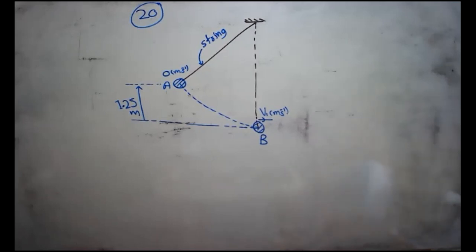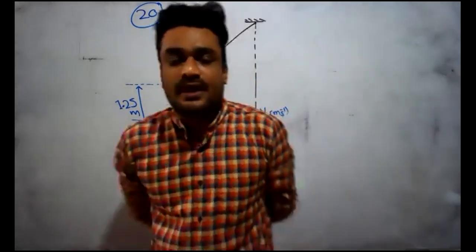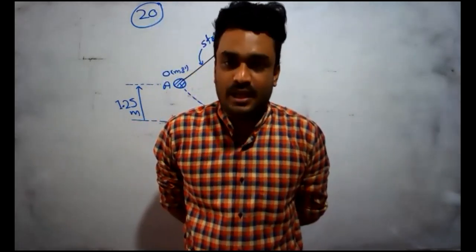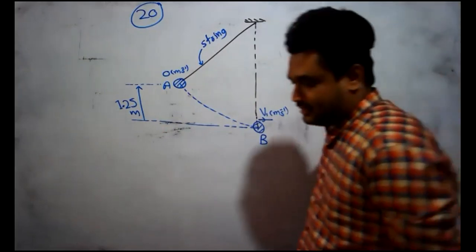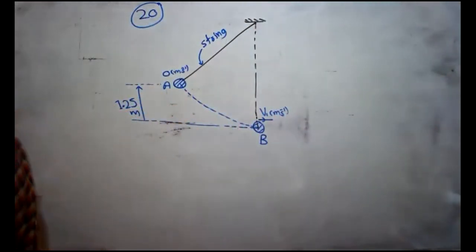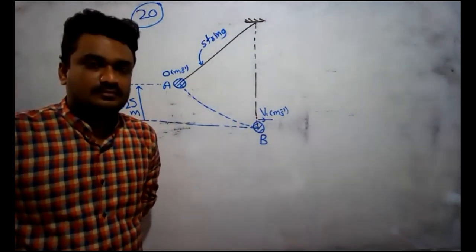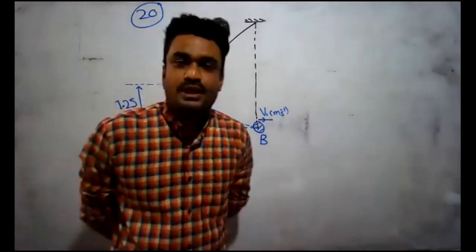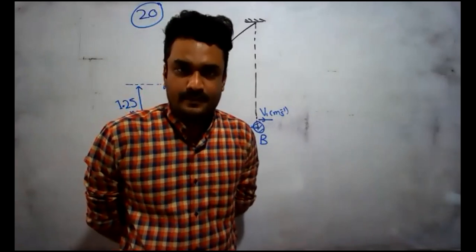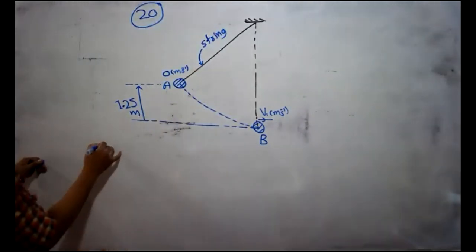Right. I think you have completed this. So let's write: let us apply the law of conservation of energy to the object from A to B. Look at the board.